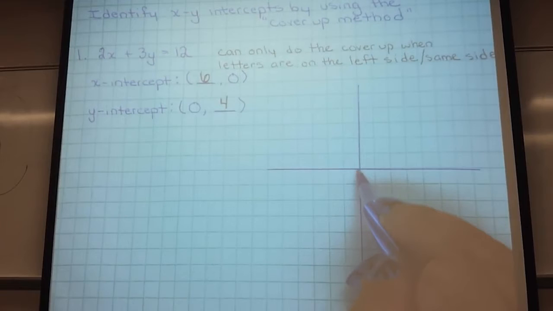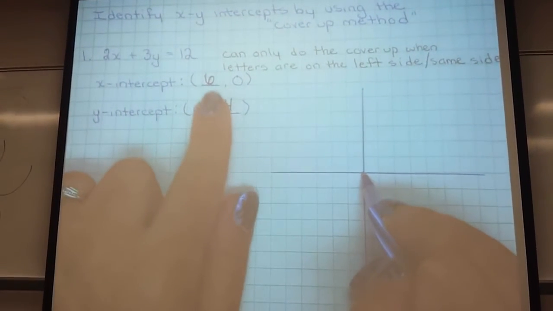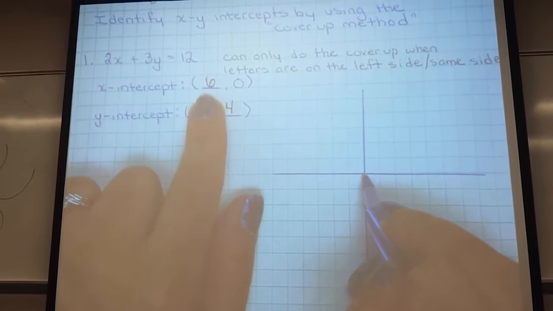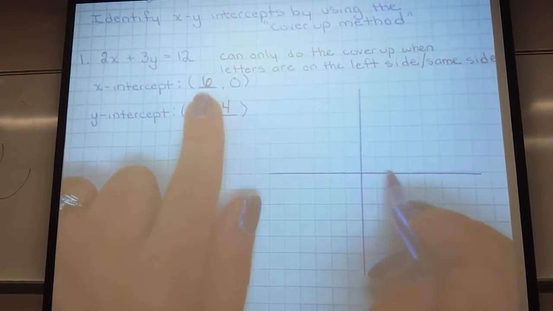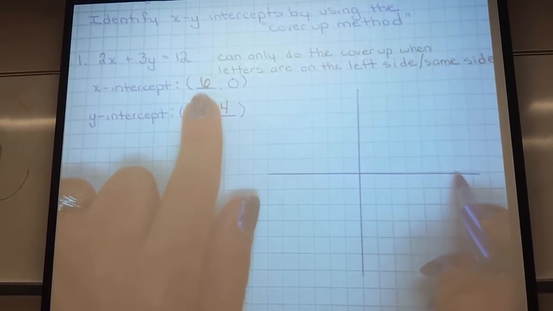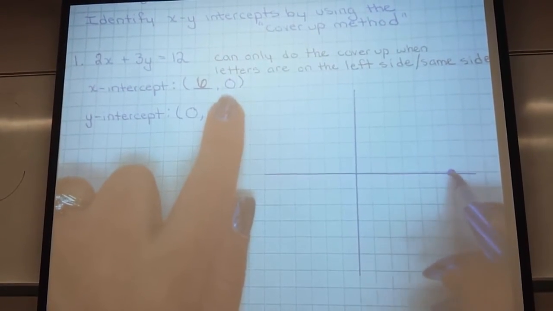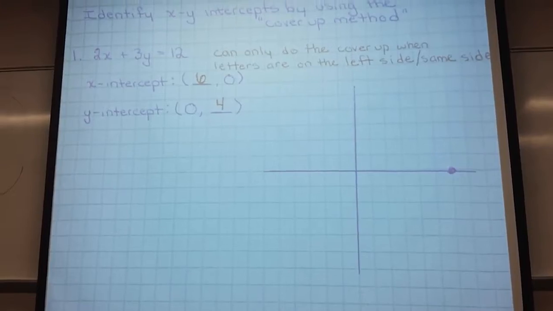So if I start in the middle, I'm going to graph the (6, 0) first. The 6 tells me to go left or right. Right, right, right. 1, 2. And the 0 tells me stay. Stay. And notice it falls on the x-axis.